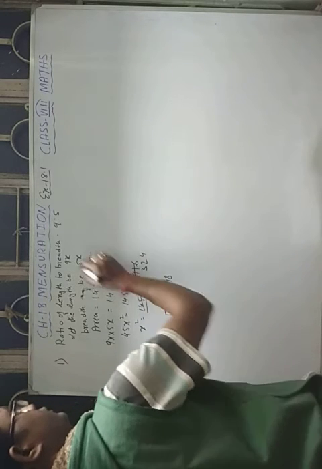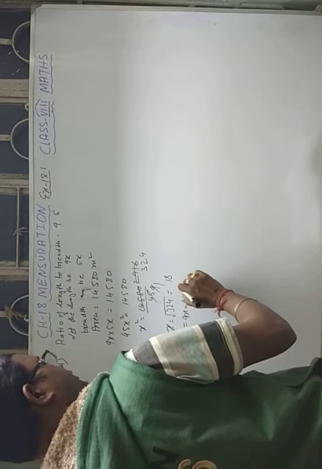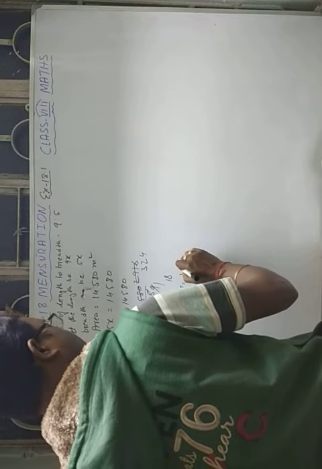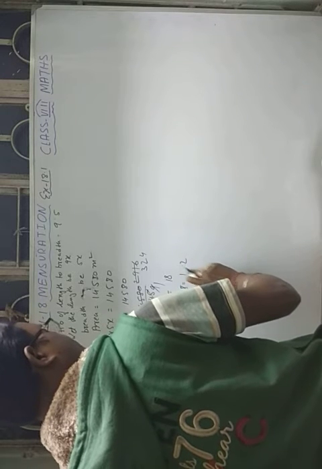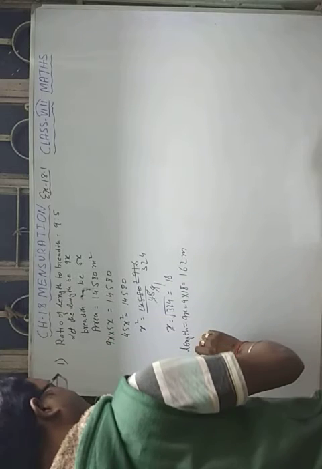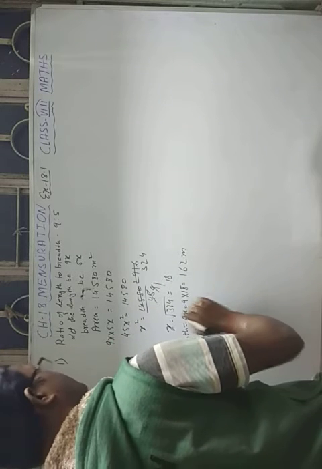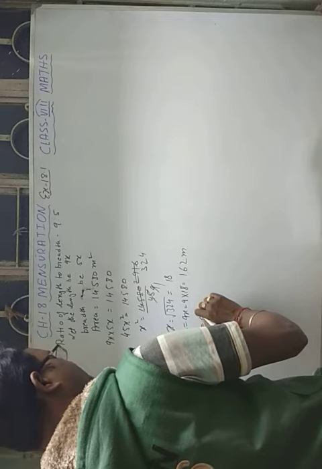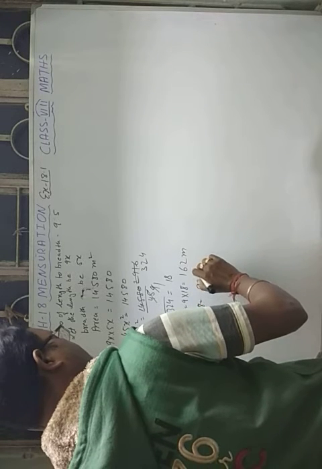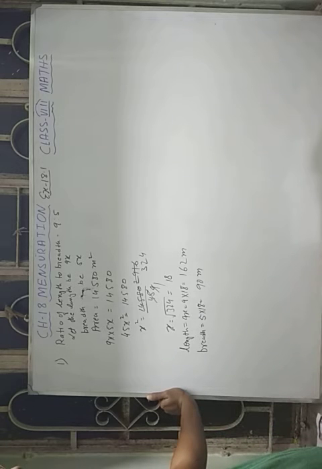Therefore length is equal to, we have taken 9x, means 9 into 18. So 18 9s are 162 meter. Okay. Then breadth is equal to 5x. So 5 into 18, that is equal to 90 meter. Now we have got the length and breadth both.